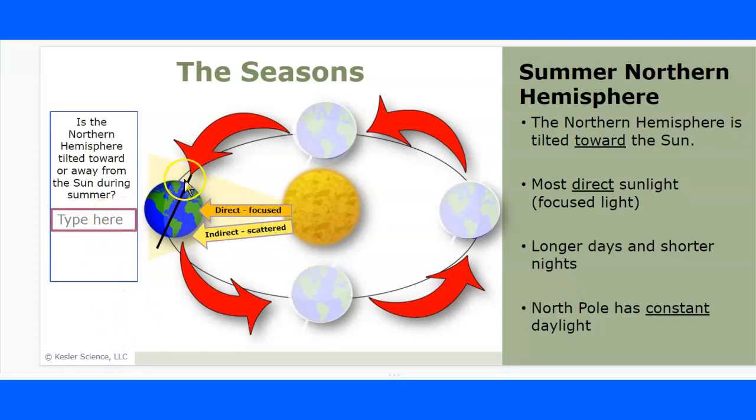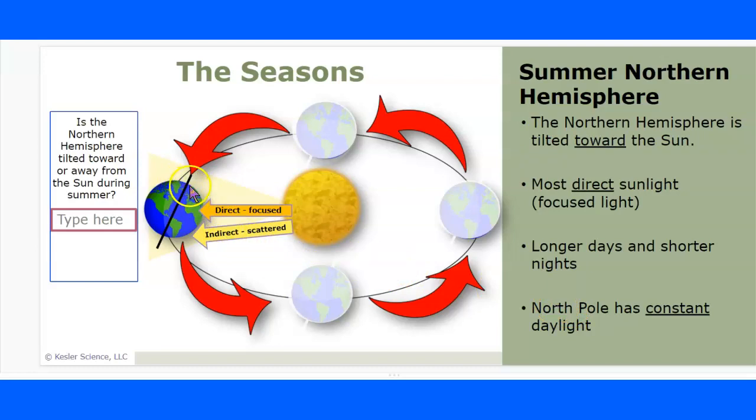So the northern hemisphere is at the top. During the summer, the northern hemisphere is tilted towards the sun, as you see here. This is going towards the sun. We have the most direct sunlight, longer days and shorter nights, and the North Pole has constant daylight.